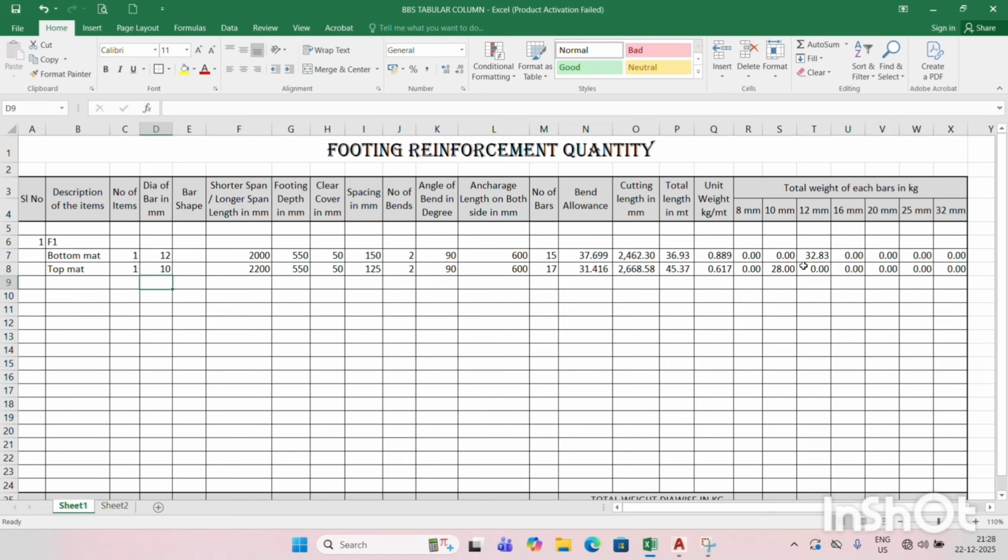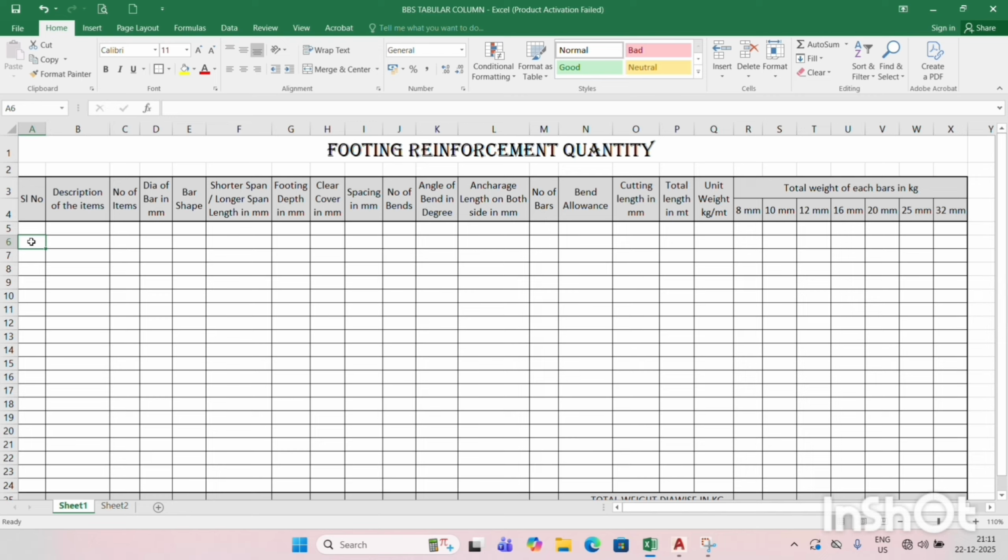This is a simple formula. When you go to beams, slabs and columns, a few more lengthy formulas will come. Then it will be easy to learn at that time.